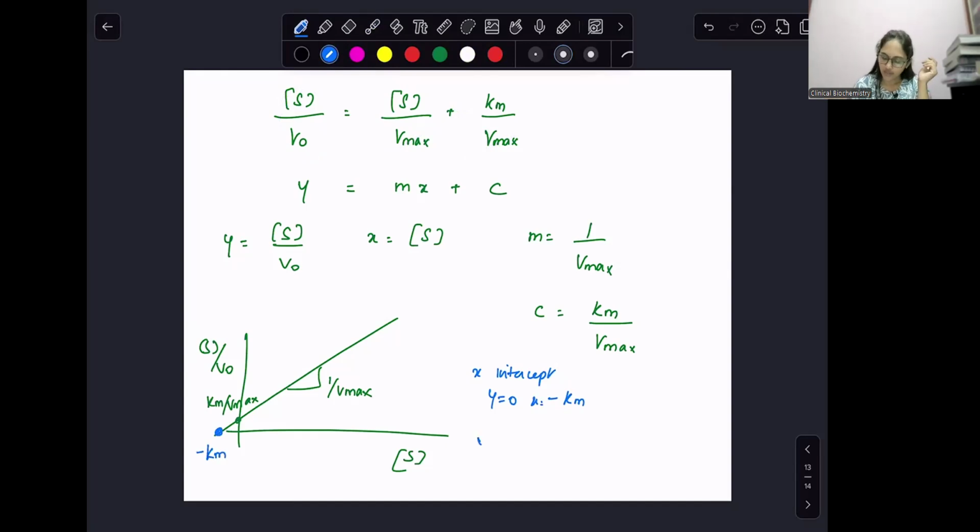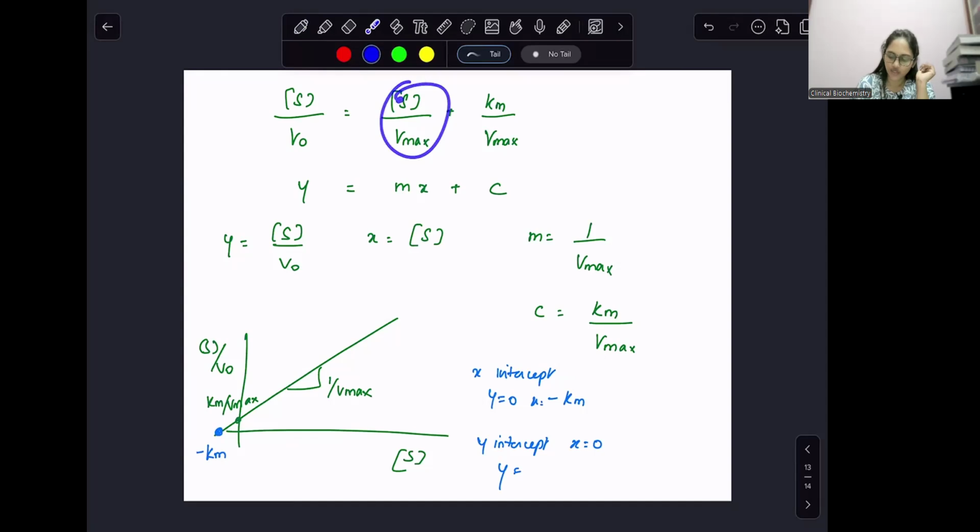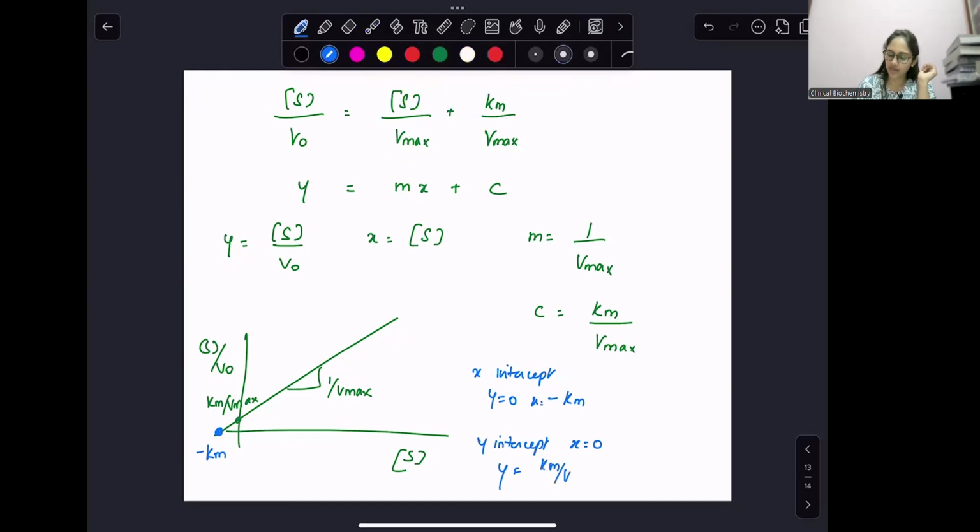Clear? Again, y-intercept, if you want to find out, then x is equal to 0. So sit and substitute x is equal to 0 and see. Only then you will understand. Okay. So x is equal to 0. Then what will we get here? Again, I have substituted x as 0 here. So I should get y is equal to Km by V max. Is it not? Km by V max. So this is how it is. So this is the graph of the Hanes-Woolf plot.